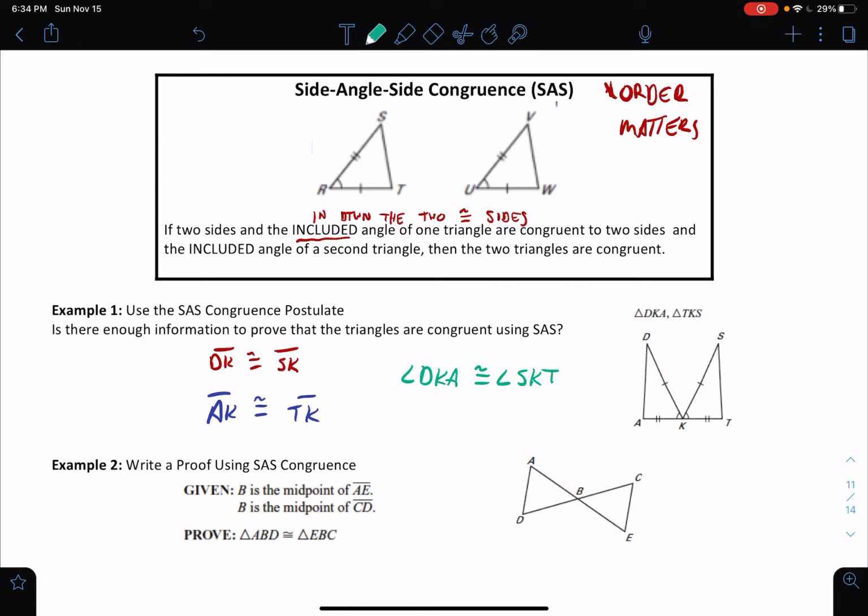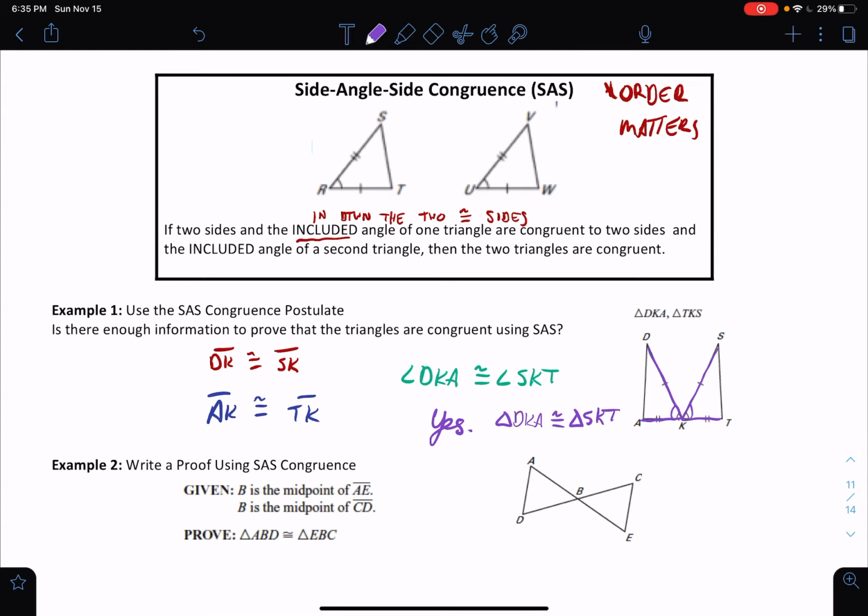All right? And because I have these, and they're in the order of side, angle, side on both of these, yes, this is enough to prove that these are congruent using side, angle, side. And so for my congruency statement, I'd have triangle DKA congruent to triangle SKT. Again, the order of my congruency statement matters. The corresponding sides and the corresponding angles need to match up inside of my congruency statement. All right, so that order is very important.